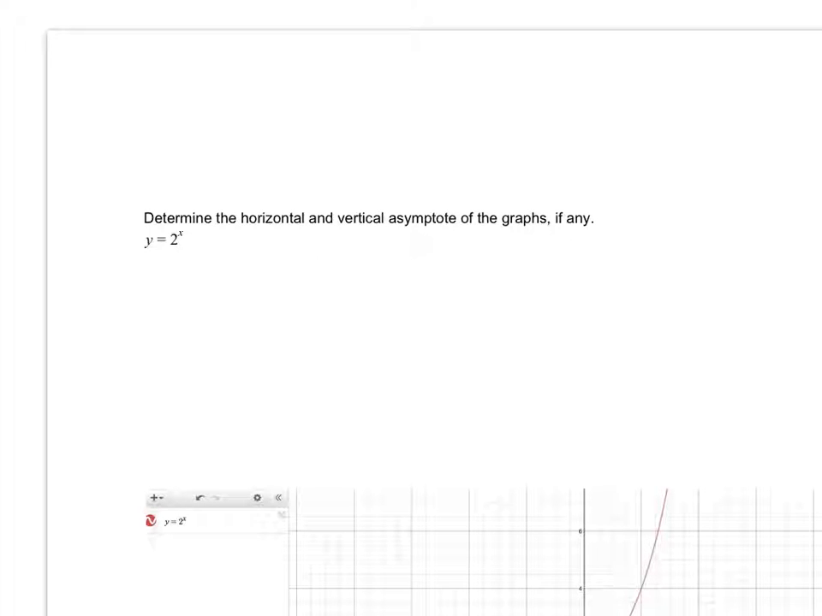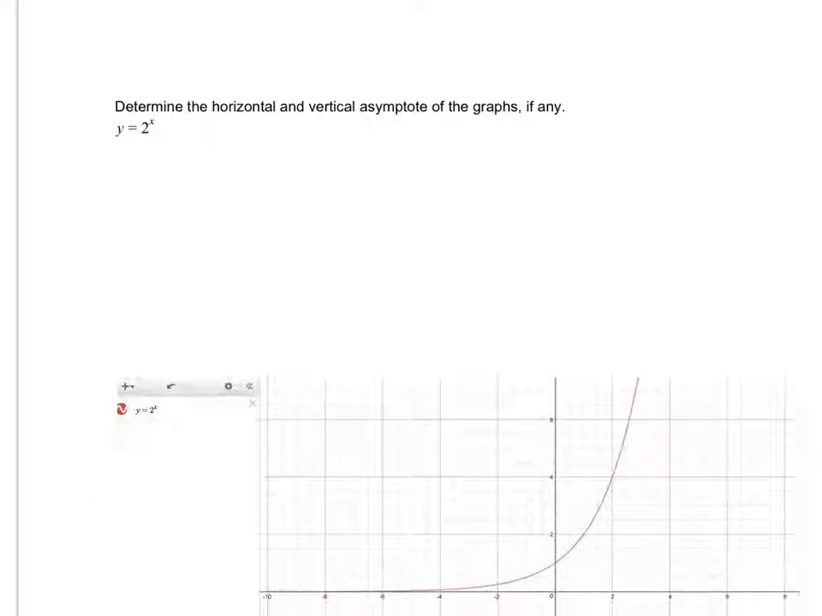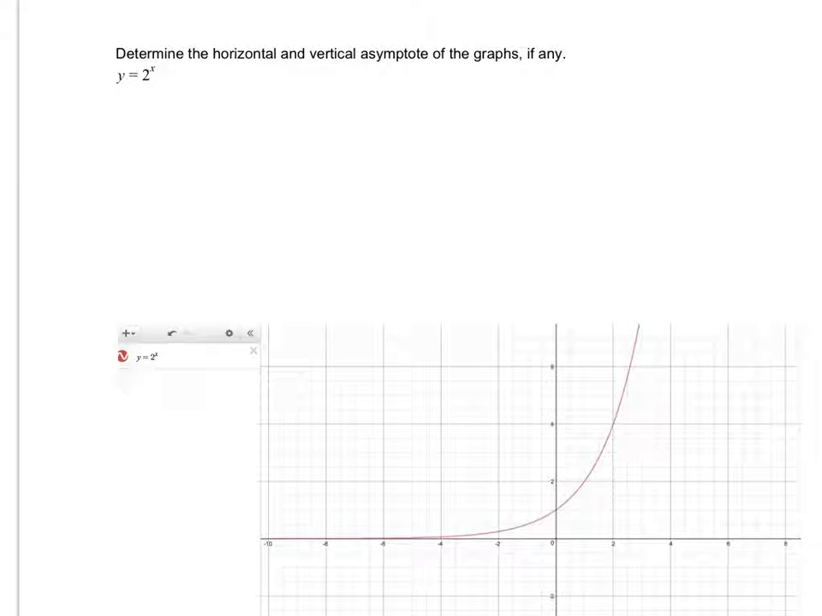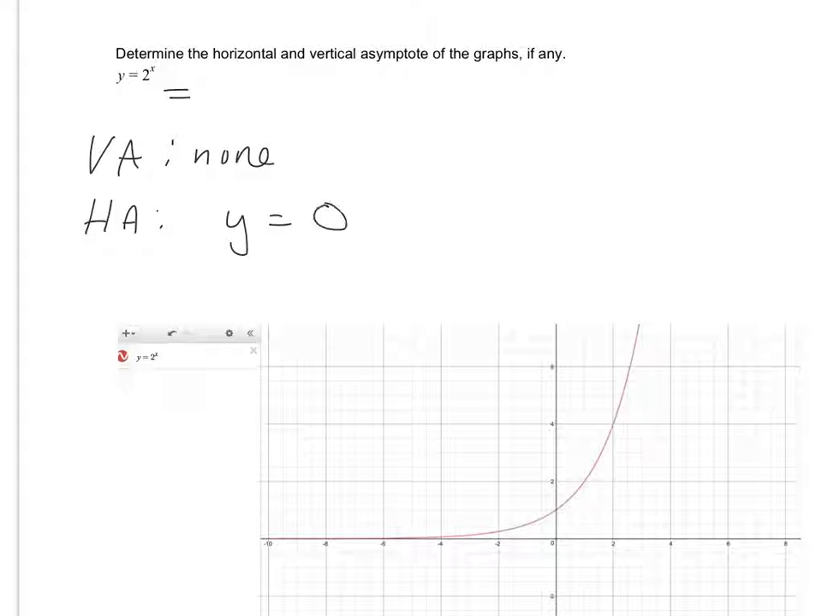So let's look at a couple of examples. These are just the same graphs we did before when we did domain and range. We're just going to do horizontal and vertical asymptotes. So we have y equals 2 to the x. Exponentials never have vertical asymptotes. They always have a horizontal asymptote of y equals whatever your shift is. Well, 2 to the x has no shift, so this would just flatten out at y equals 0.